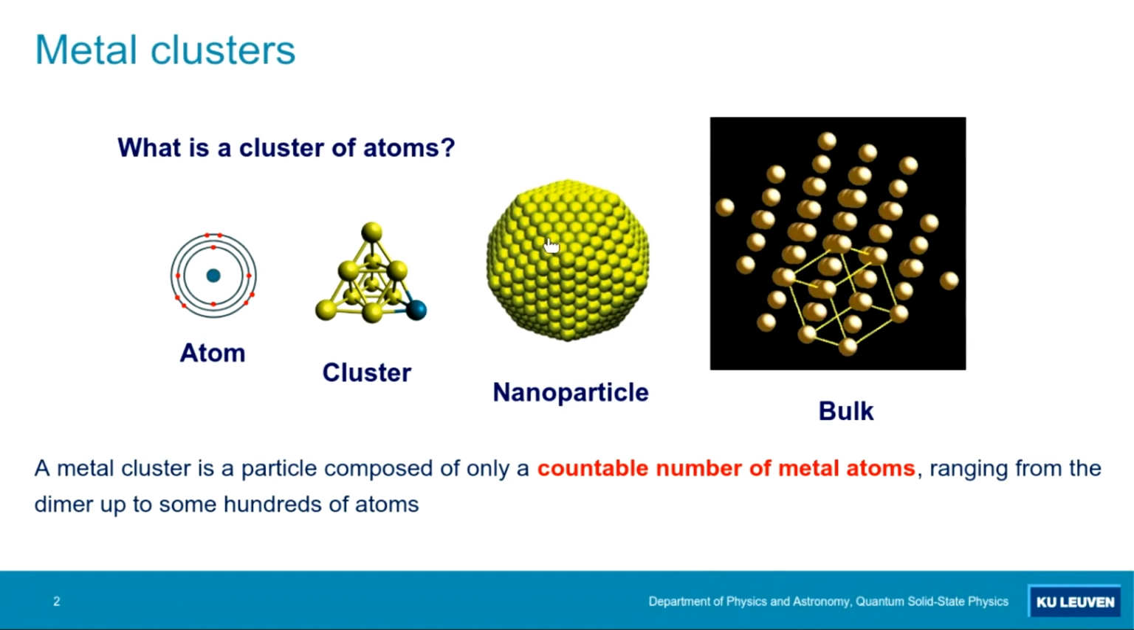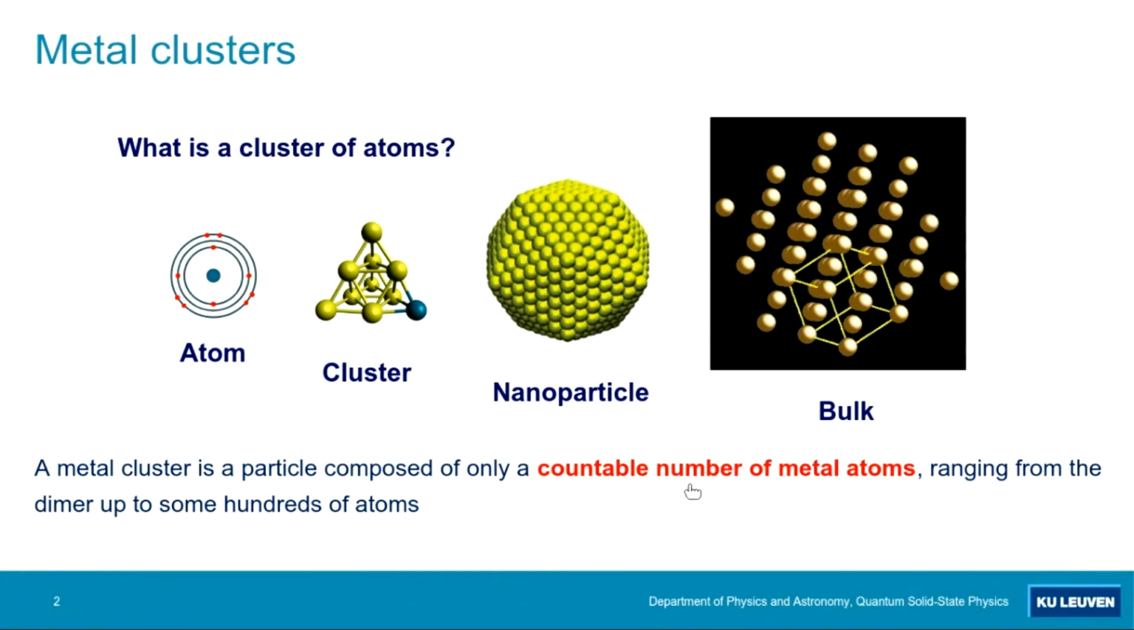Somewhere in between, you have what we call a nanoparticle. It's an arrangement of atoms with dimensions in the order of nanometers, with properties that depend to some extent on the dimension, on the size, on the diameter of the nanoparticle. A metal cluster in our field is a particle that is somewhere in between an atom and a nanoparticle. So it will be a system composed of just a countable number of atoms. I can know exactly how many atoms I have in this particle. Of course, the definition of when the cluster ends and the nanoparticle starts is a bit vague, but the idea is that we can know exactly how many atoms we have.